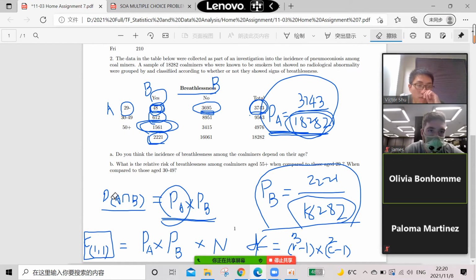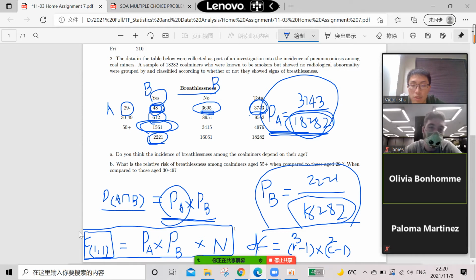And every time we have a null hypothesis, and then we have the test statistics, right? We just finished one very critical step of finding the test statistics, which is finding the expected value, assuming independence, which is PA times PB times N. And then we're gonna do a chi-square test, right?